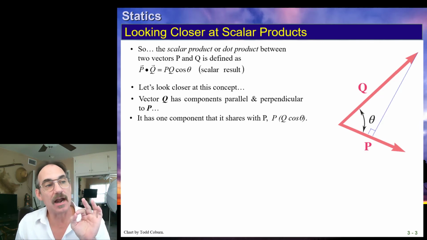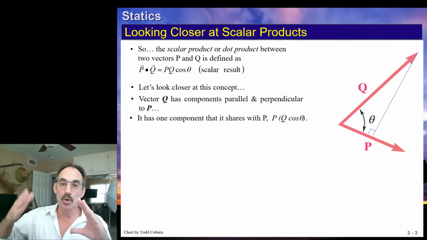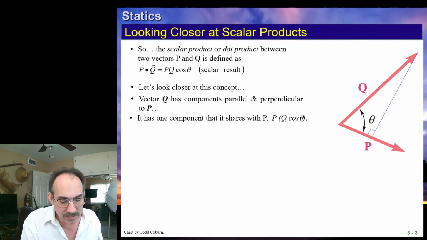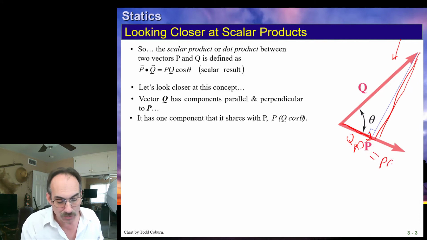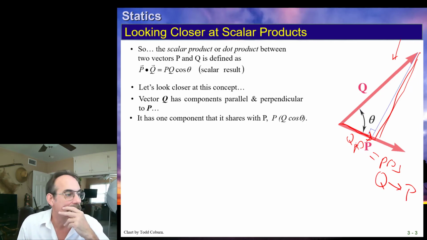The component that it shares is just Q cosine theta, right? Q cosine theta is the projection of Q onto P. Imagine looking from up here, and the way it projects like a shadow, this is Q in the P direction, and it is actually the projection of Q onto P. Got that? All right.